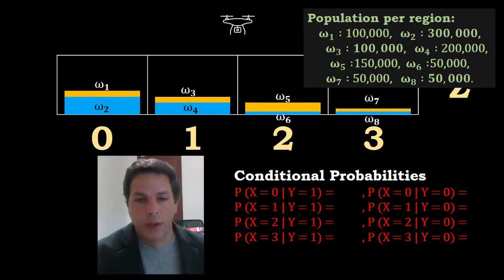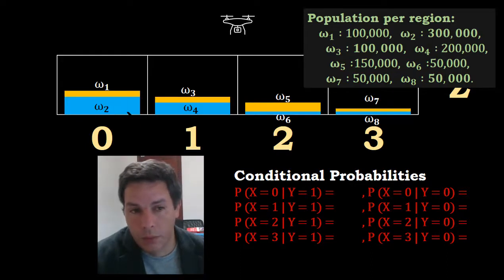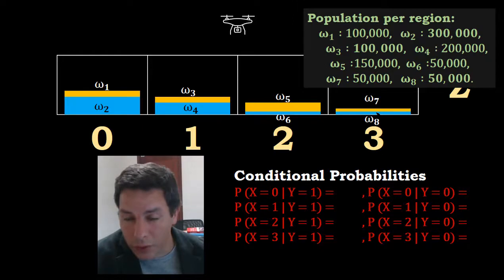So how do we do that? Now, the total population, instead of being 1 million people, is going to be 600,000 people, because the population in omega 2 plus the population in omega 4 plus the population in omega 6 and the population in omega 8 is 600,000. Okay? Because the probability of landing in a coastal area was 0.6.